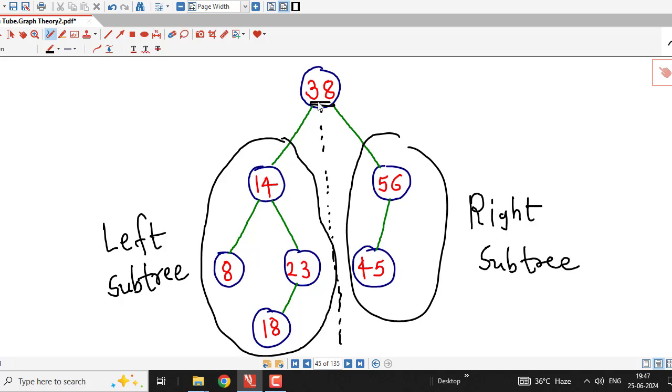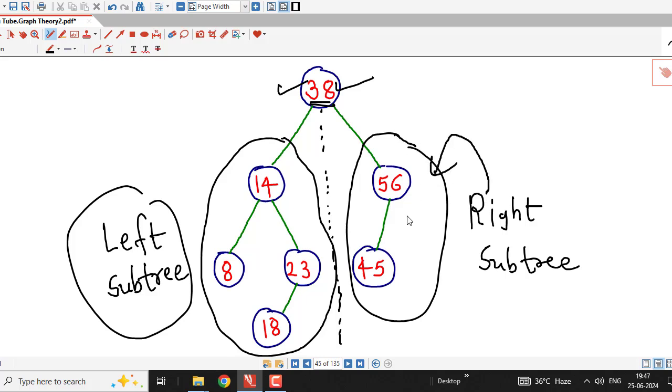So here we can see all these values 14, 8, 23, 18 all are less than 38. That is, the values in the left subtree of 38 are less than 38. Similarly, all the values in the right subtree of 38 are greater than 38. And this must happen for every vertex.